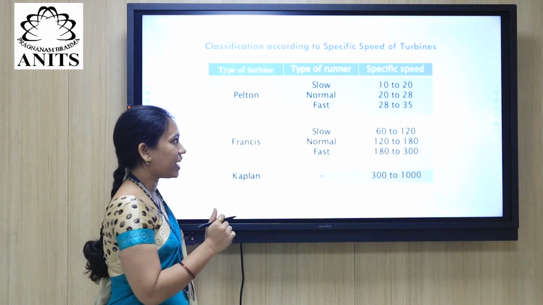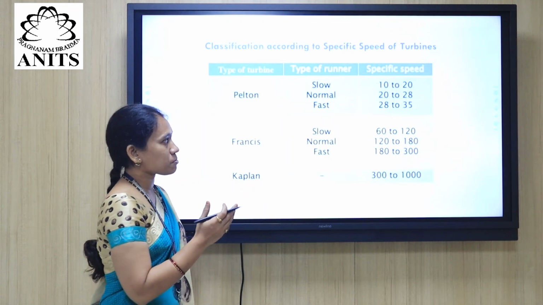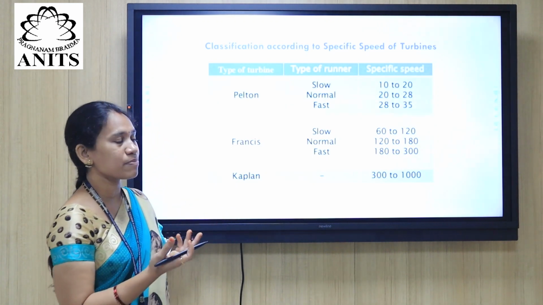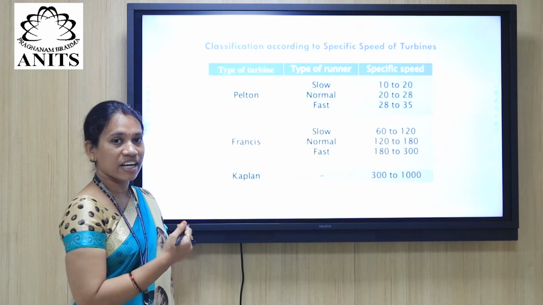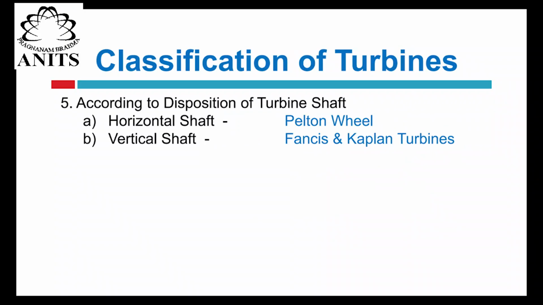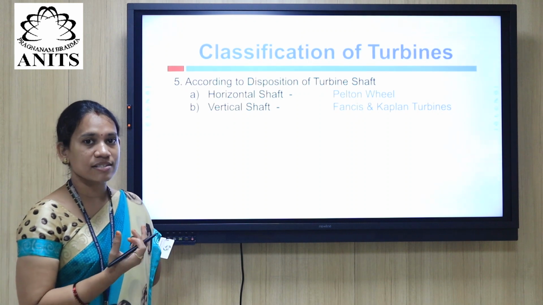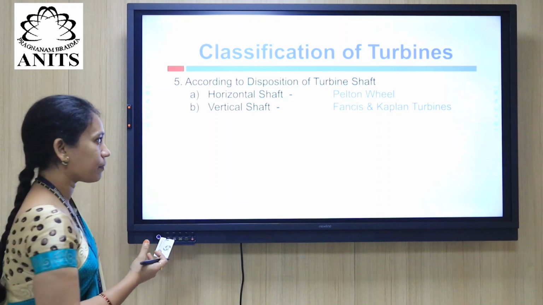10 to 20 will be maintained, and for a Pelton turbine, if it is a normal type of runner, the specific speed is maintained between 20 to 28, and similarly for the fast it is maintained up to 35. The same kind of criteria is also maintained for the Francis turbine. The last one is according to the disposition of turbine shaft. Here it is a horizontal shaft and vertical shaft. Vertical shaft will be there for Francis and Kaplan turbine, and horizontal shaft will be there for Pelton turbine.